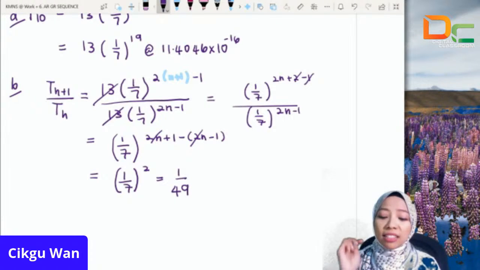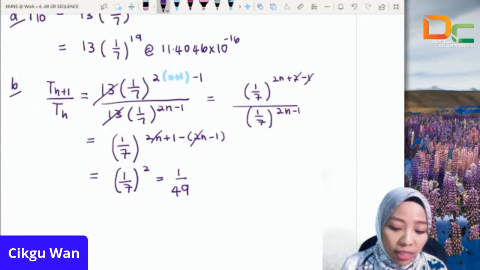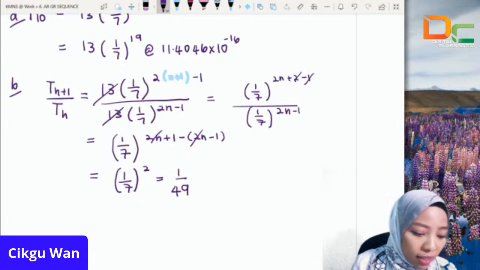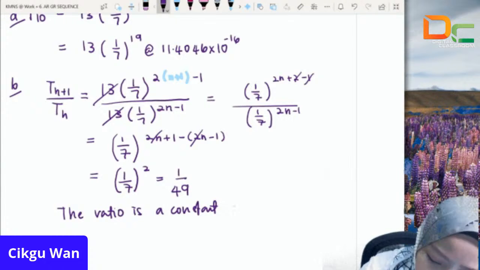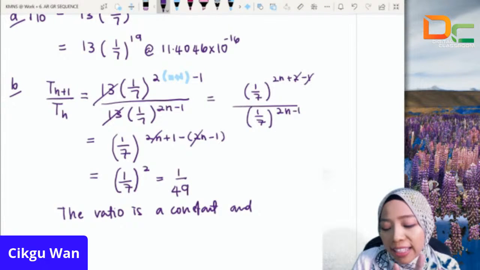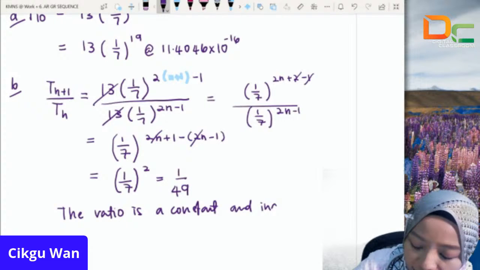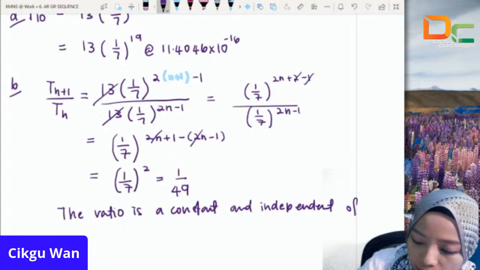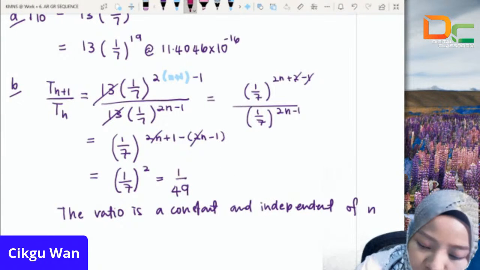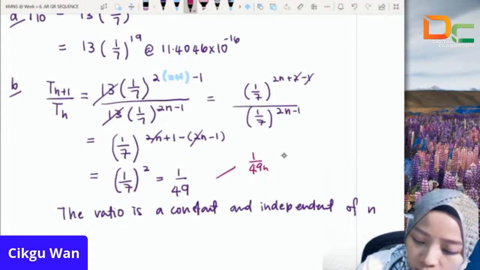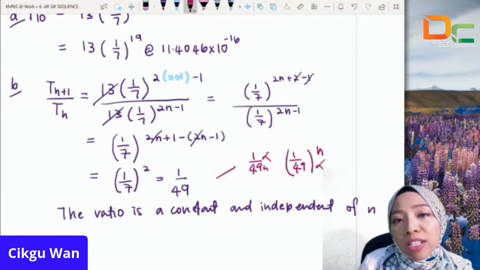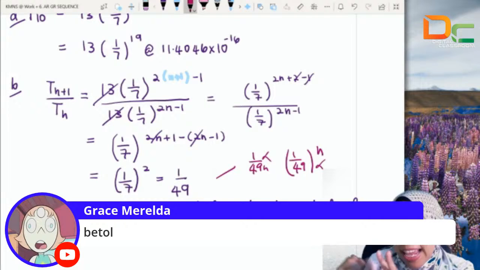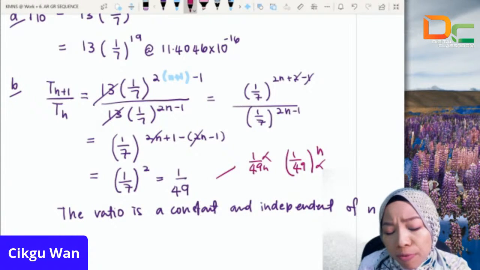So inilah dia sebenarnya ratio-nya. Ratio. Okay, so apa yang you boleh buat ikut ayat yang I sebut tadi, the ratio is a constant, therefore constant tu maksudnya tak ada n lah. Dan you boleh kuatkan lagi pernyataan you, independent of n. Maksudnya dia bukan 1 over 49n ke, ataupun 1 over 49 to the power of n ke. Kalau you dapat macam ni, maksudnya ini bukan geometric series. Maksudnya dia dipengaruhi oleh benda lain. N tu akan, the values here akan berubah mengikut nilai n. Faham? Okay.